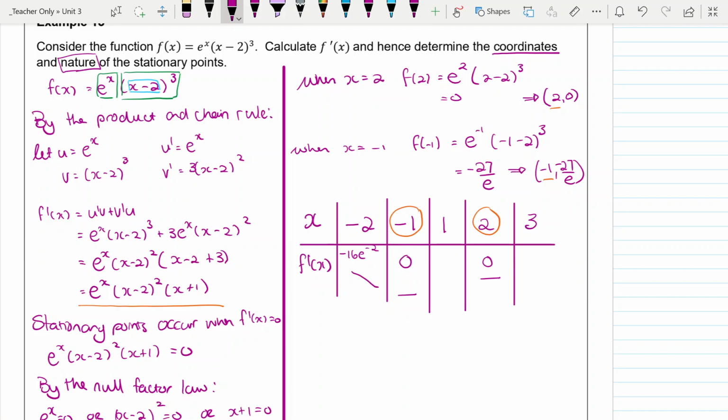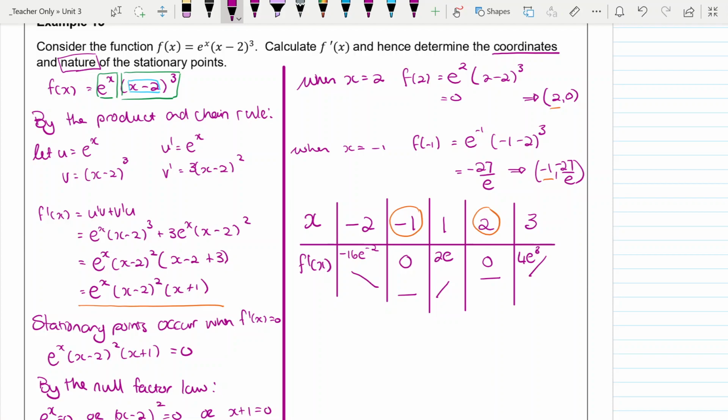number. Alright, let's put 1 in. So now what we have is e to the 1, 1 take 2 all squared, so that's going to be 1, and then 1 plus 1 is 2. So what we've actually got there is 2e, and I don't need to know the exact value. I can see that that is a positive gradient. Alright? And similarly with 3, we get e cubed. 3 take 2 is 1 squared, and 3 plus 1 is 4. And so we have 4e cubed, and again, that is a positive gradient.